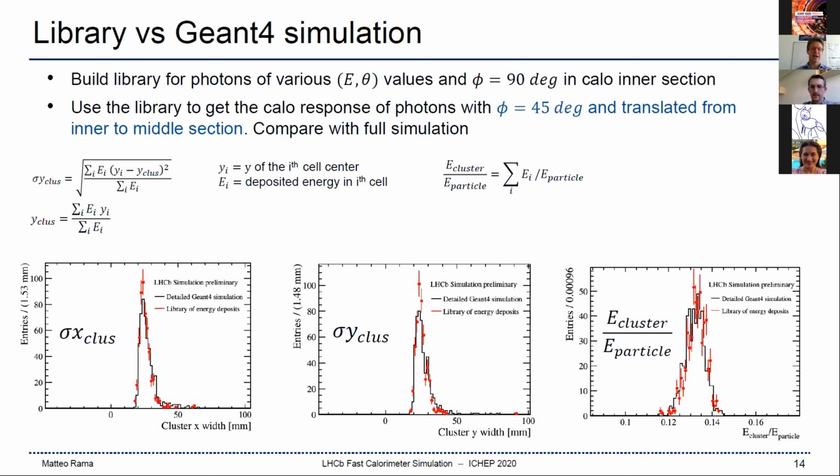Here you can see the comparison of some parameters of the cluster. On the left and in the middle plots, the cluster width in the horizontal and vertical direction. Black is Geant4 and red is the library. While in the rightmost plot, you can see the distribution of the ratio between the total cluster energy and the energy of the incident particle. And you can see that the agreement is reasonable, not bad.